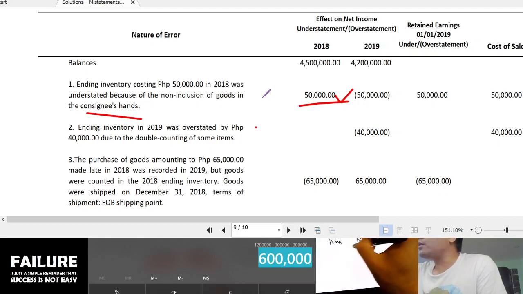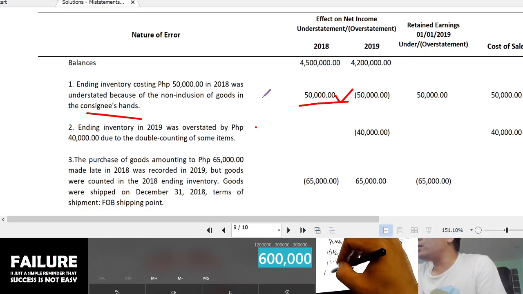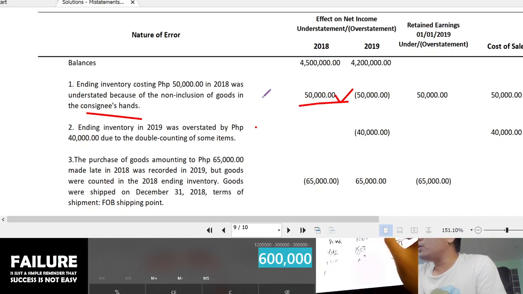Then the correct total goods available for sale is 180,000, di ba? Then we have 130,000. Then let's say yung ending inventory in 2019 is correct at 20,000. So that will bring our cost of sales now, correct, to 160. The error, we will have 110.